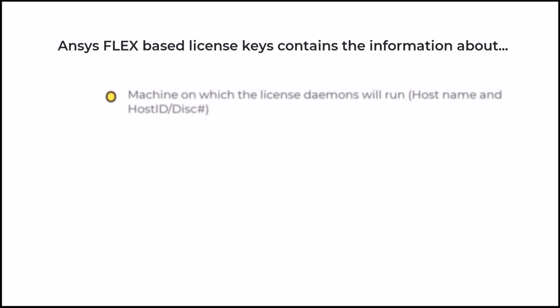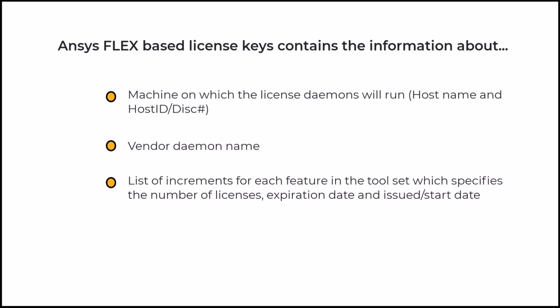Let's get started. Ansys uses flex-based license keys, which are specially formatted and encrypted text files containing information about the machine on which the license daemons will run, the vendor daemon name, and a list of increments for each feature in the toolset, which specifies the available number of licenses, expiration date, and issued start date.